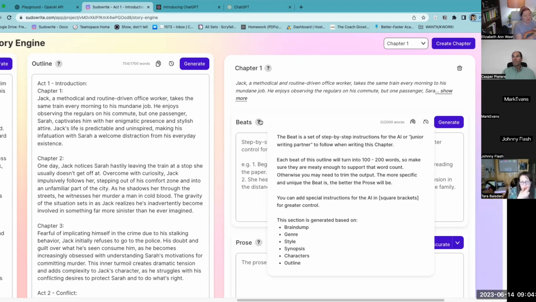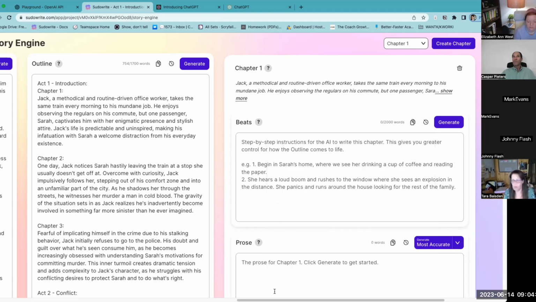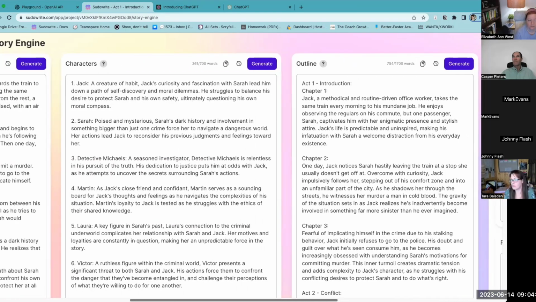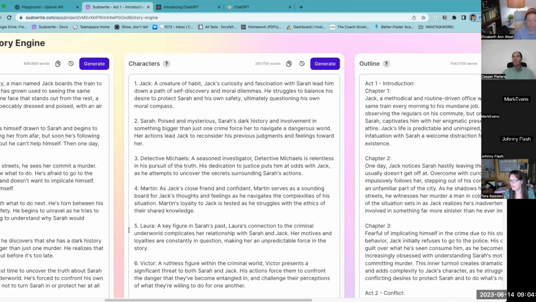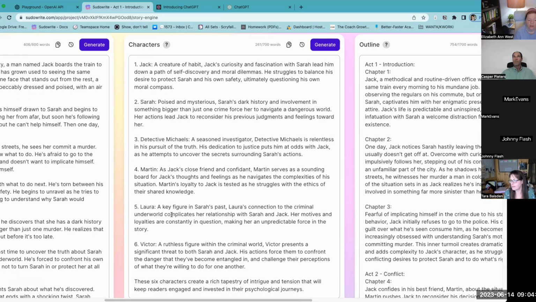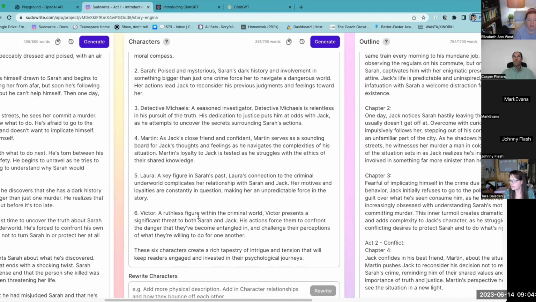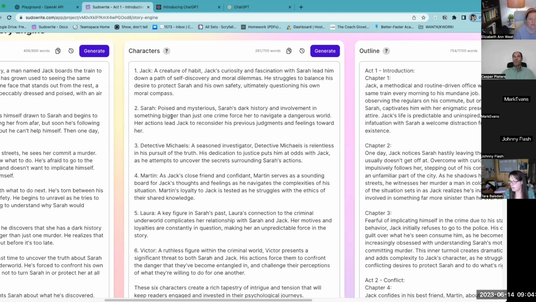Elizabeth, I've got a question on outline and characters. Can I add some of my own characters and then generate some more? And likewise with the outline, some of my own chapters and then generate more? No. If I put more characters in here and click generate, it's going to erase all of these characters. And with the outline, it'll do the same. Yes. So if you need to make changes, you have to manually make the changes right now.